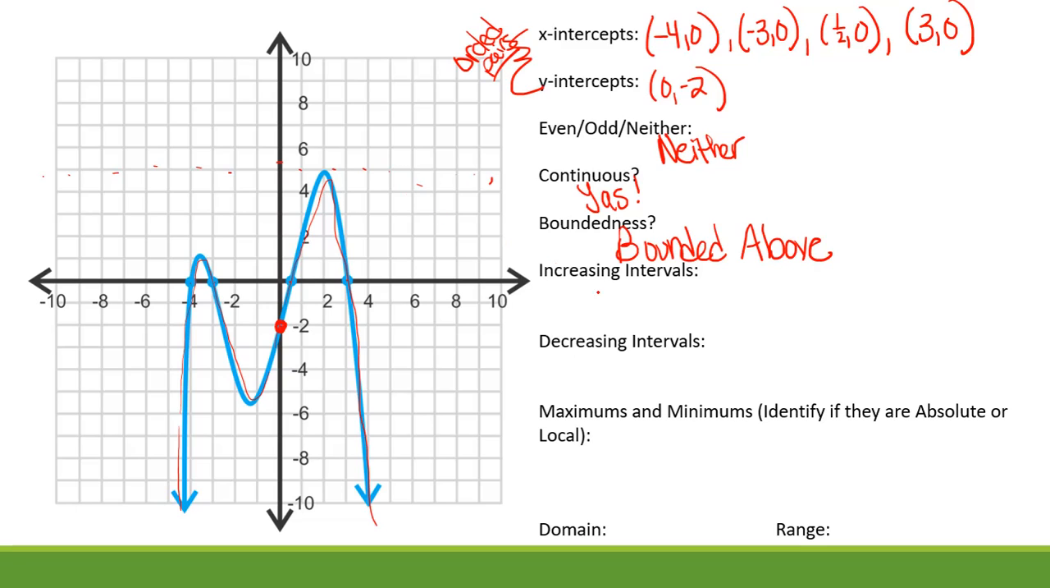Okay. Increasing intervals. Again, this one's kind of different. I'm going to think about my little car here. Beep, beep. Okay, I know I should have been an artist one day. Noticing if I start driving, I'm going to be going up the hill. So I'm increasing. So I'm starting at negative infinity because we're thinking the x value. Do not think the y, think the x. So I'm starting at negative infinity.